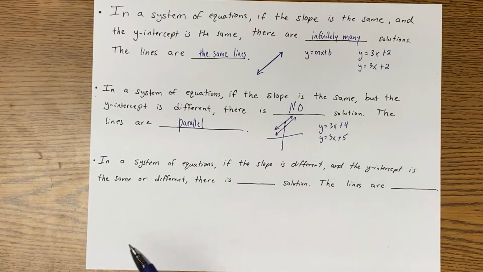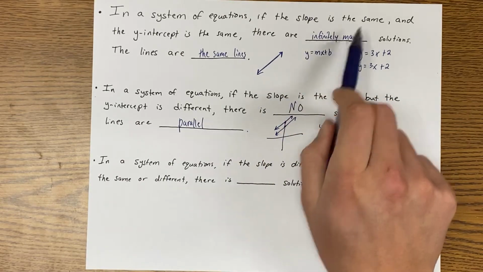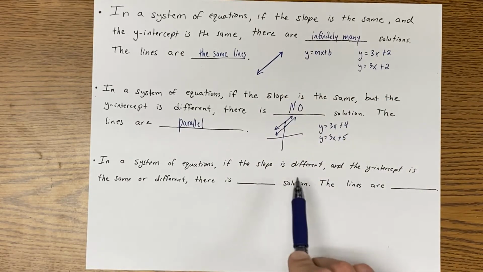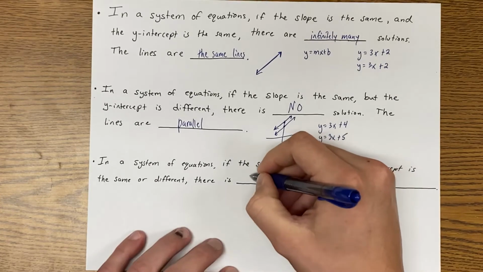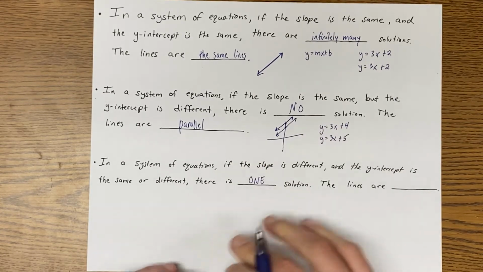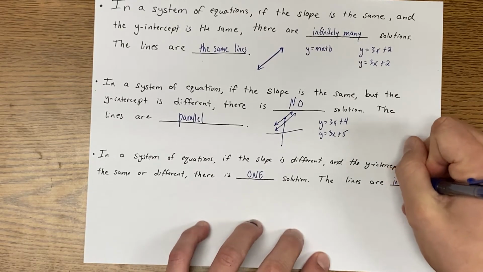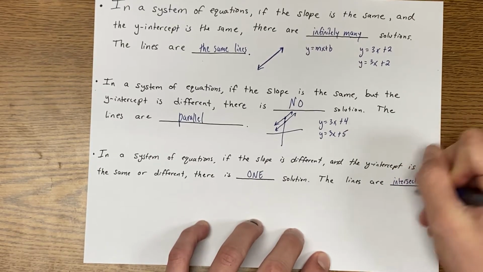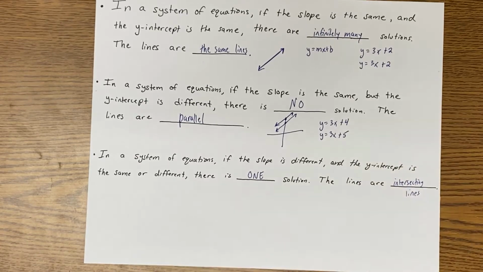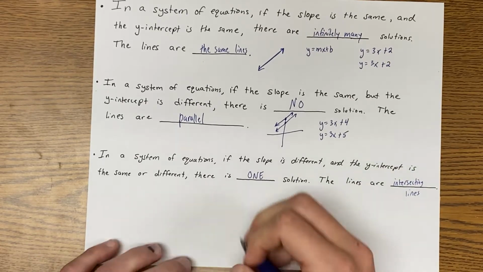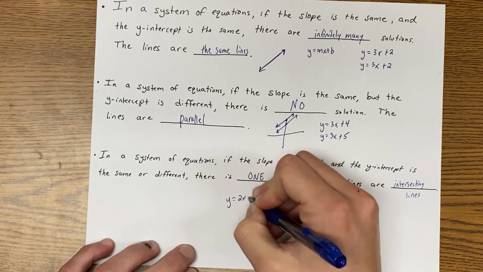The last one says, in a system of equations, if the slope is different and the y-intercept is the same or different, there are blank solutions, the lines are blank. So the key here is the slope is different. So if we notice up here, slope was the same, slope was the same, slope is different. So anytime the slope is different, there's going to be one solution, because that means that those lines have different rates of change. So they will increase at different rates, meaning that at some point those lines will cross. So these lines are intersecting lines.